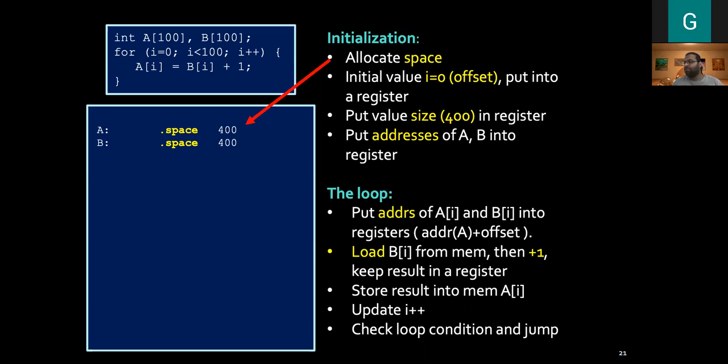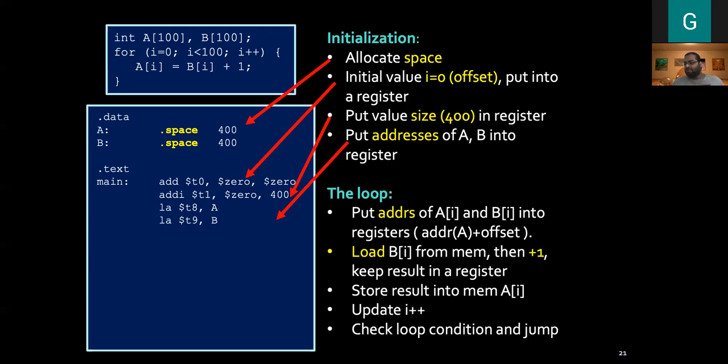Once we're done with that, we need to do our initialization of the other values. So in our text segment now, let's add the value 0 to T0. T0 is going to be our counter variable, or the offset variable. We also want to load in the maximum possible offset in this case. So that's 400. Let's put that in T1. And then we want to put the addresses of A and B into more registers. For this, we can use the load address command, and we just give it the label we gave to the space. That's going to load the addresses of A and B into T8 and T9.